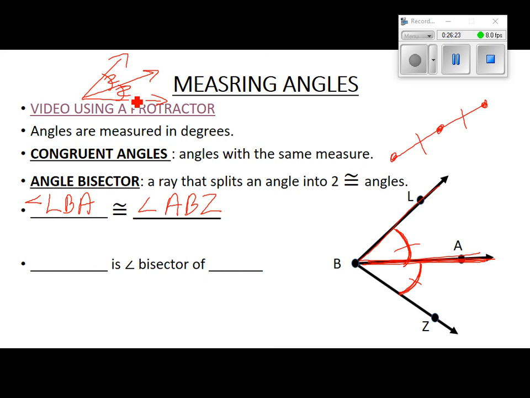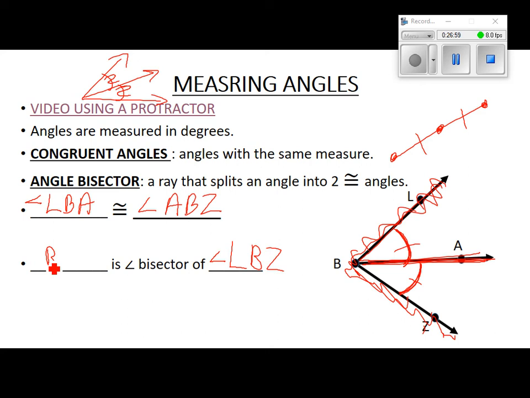For these bottom two blanks, what angle is being bisected? Oh, LBZ. Everybody see that? This whole angle, going around it that way, is the angle that's being bisected. What's doing the bisecting? BA, right? And that's what it is.